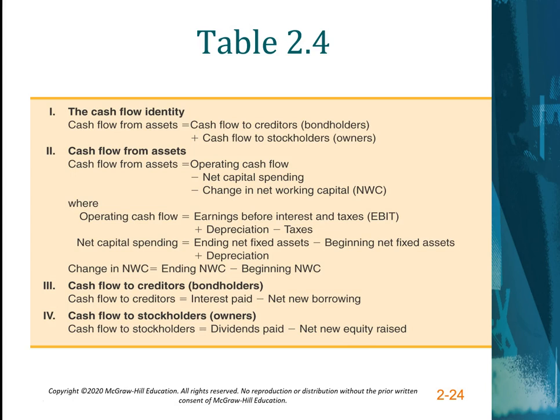This is table 2.4 from your textbook, which is basically all the formulas that we just used. It looks at the operating cash flow, the OCF, the net capital spending, the NCS, and the change in working capital.